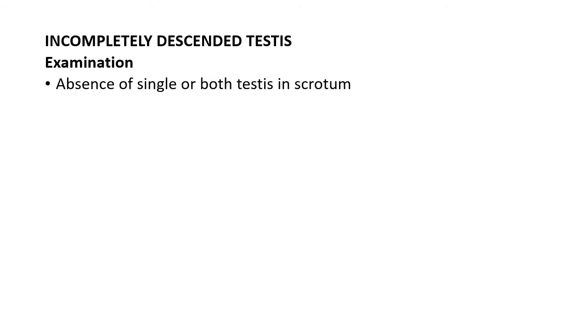Simple physical examination is important. Examine the scrotum for absence of a single testis or both testes in the scrotum. If absent in the scrotum, palpate up to the deep ring. Testes may be present at the root of the scrotum or at the superficial ring. Most of the time in these two types the testes are almost normal.